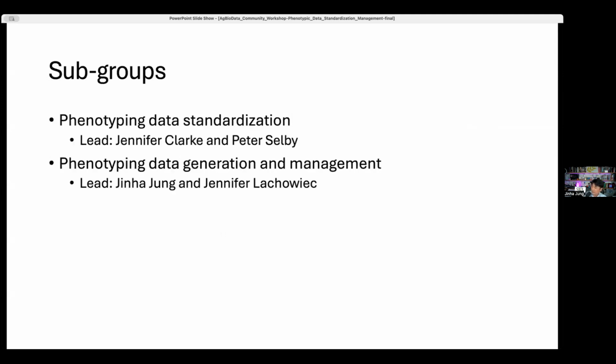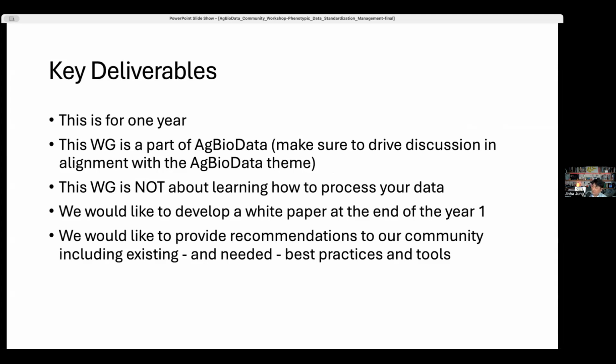And like I mentioned earlier, based on this, we decided to create 2 subgroups. The first one is phenotyping data standardization, and this subgroup will be led by Jennifer Clark and Peter Shelby. The second subgroup we decided to create is phenotyping data generation and management. The logic behind merging those two into one is based on the pre-kickoff meeting survey, and Jennifer Lachowicz and myself agreed to take the lead on this subgroup.